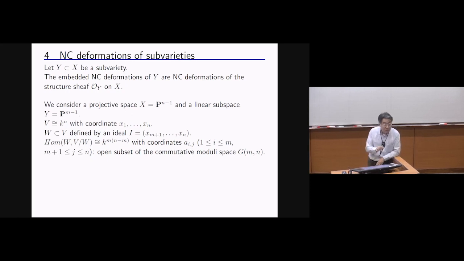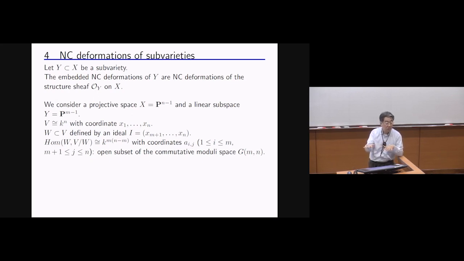Okay. So now this is a second example. This second example is a deformation of a subvariety as a deformation of the structure sheaf of Y. And so I consider a very, very special, easy case. This is the Grassmannian case. So I consider a linear subspace Y in a projective space, and the moduli space of Y is the Grassmannian. And the Grassmannian has a smooth tangent space.